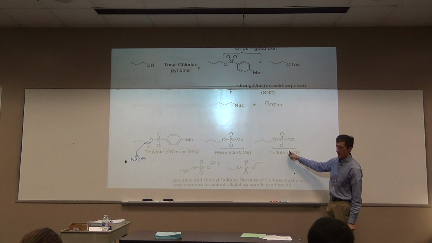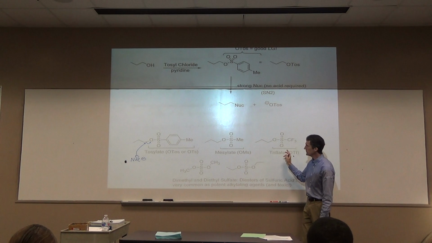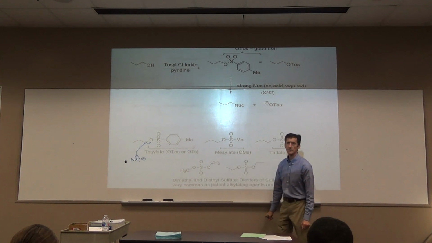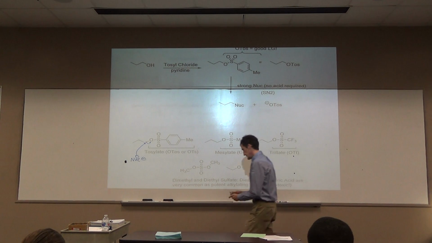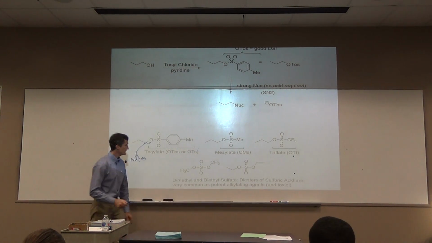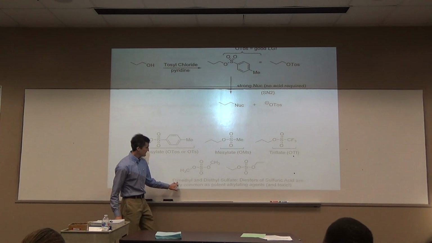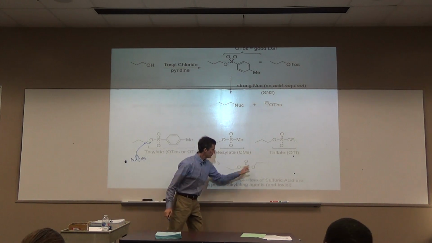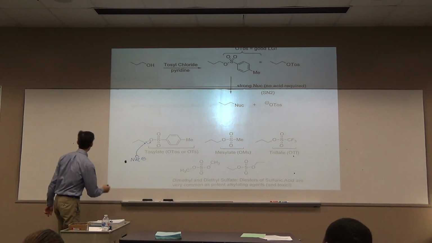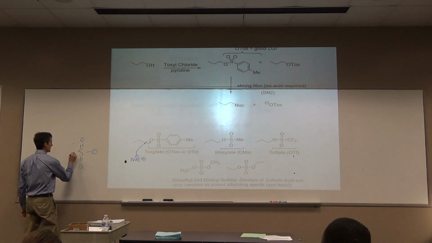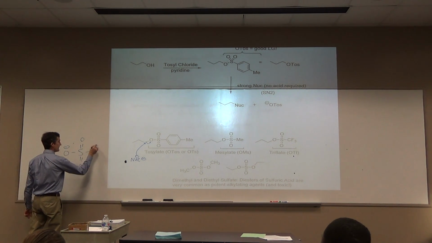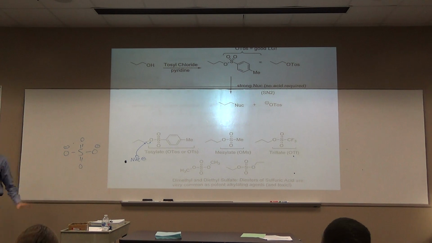Triflate is very common at the upper level in organic chemistry. Probably not going to see these in your textbook. Could. Tosylate's the most common at the introductory level. A couple of similar reagents are these here. Dimethyl and diethyl sulfate, right? Because if we just had this, and these being minuses with lone pairs all over the place, what is that?